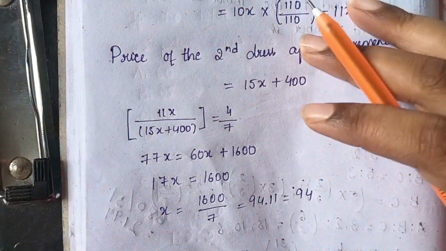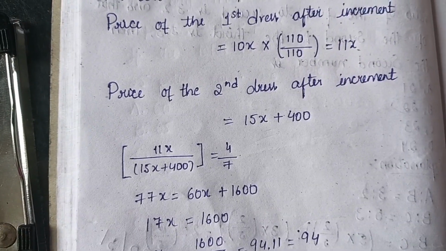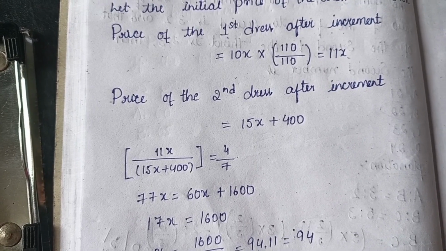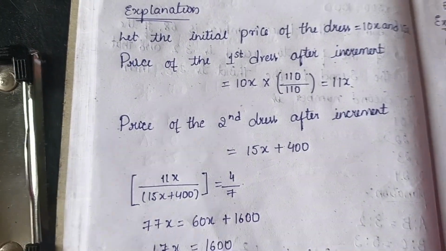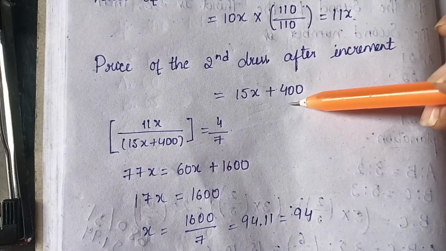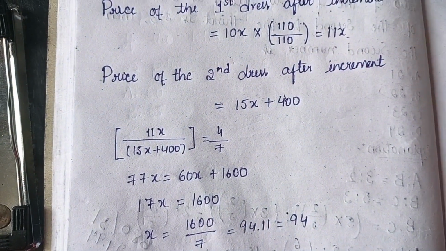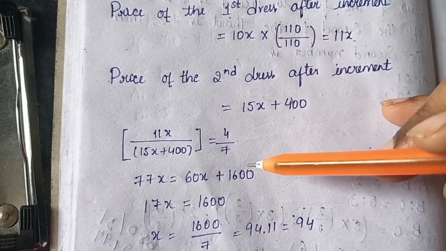So now look at the second dress. The original price is 15x. Instead of a percentage increase, the question says 400 rupees is added. So the new price is 15x plus 400. Next, use the new ratio. After the increase, the new ratio is 4 is to 7.